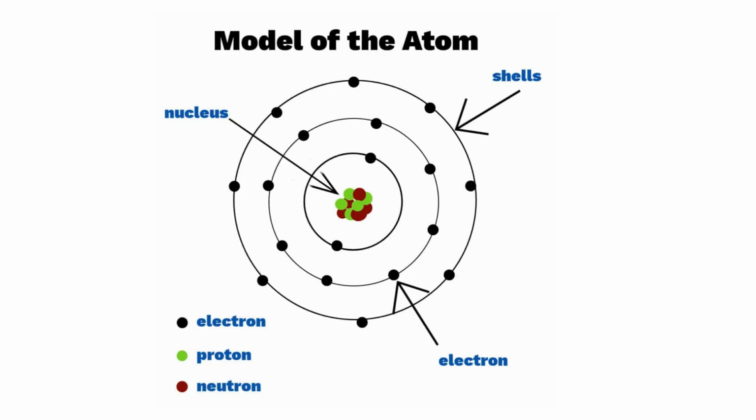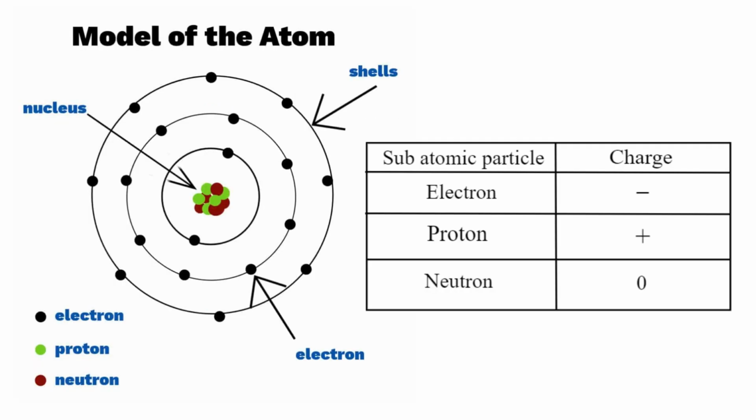Since atoms cannot be seen with naked eyes, let's look at a model of an atom here, which is the Bohr model. Atoms have three subatomic particles in them, which are electron, proton, and neutron. Protons and neutrons are present in the middle of an atom, which is called the nucleus. Electrons revolve around the nucleus within their orbits, or shells, just like how planets revolve around the sun. Electrons have negative charge. Protons have positive charge.